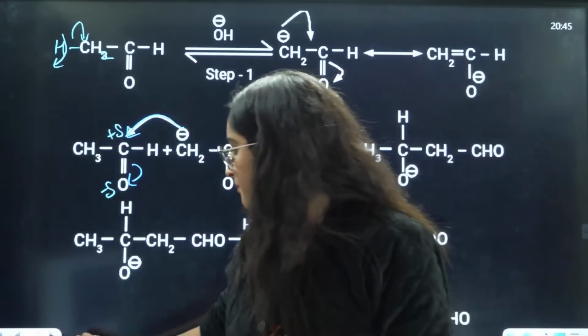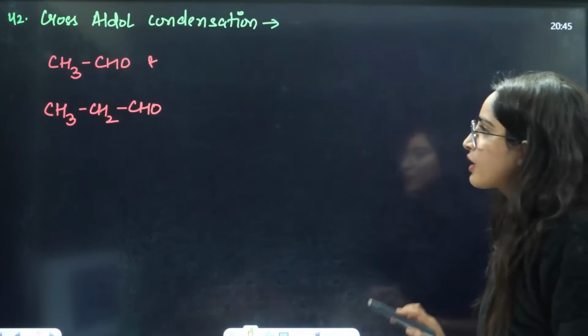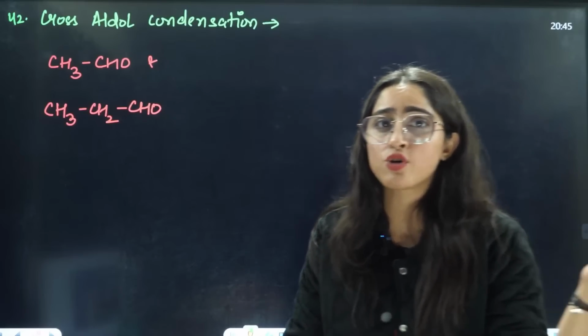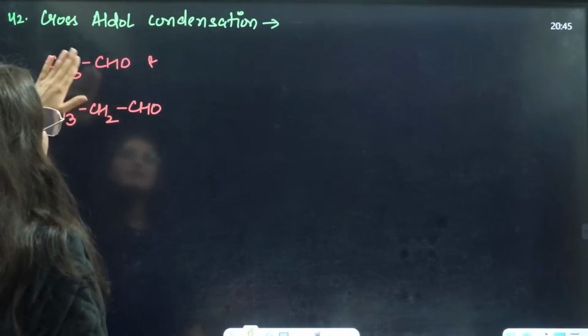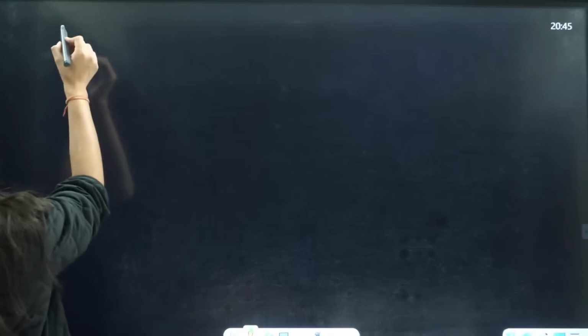Right? Okay. Next is cross-aldol. Everybody in the chat box. Cross-aldol question has also been asked to you. Now let's be very, very serious here. CH3CHO and CH3CH2CHO. Now let's draw the products here.